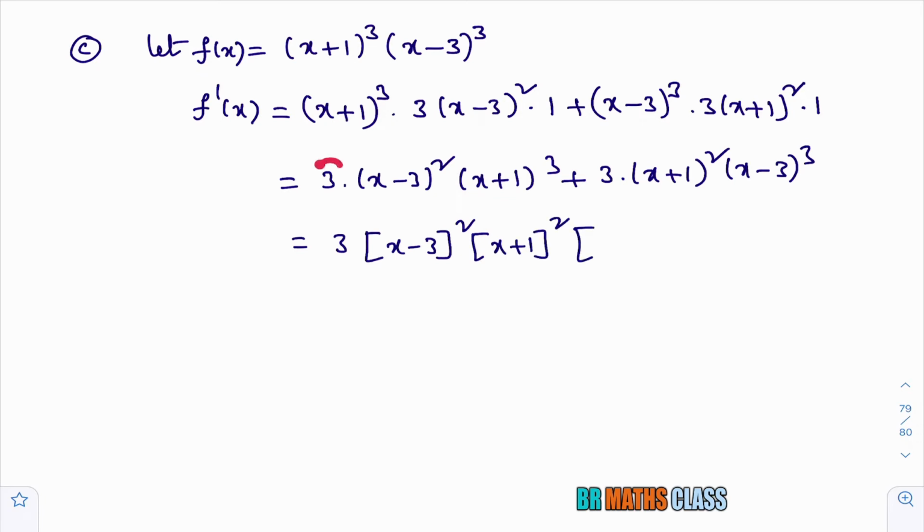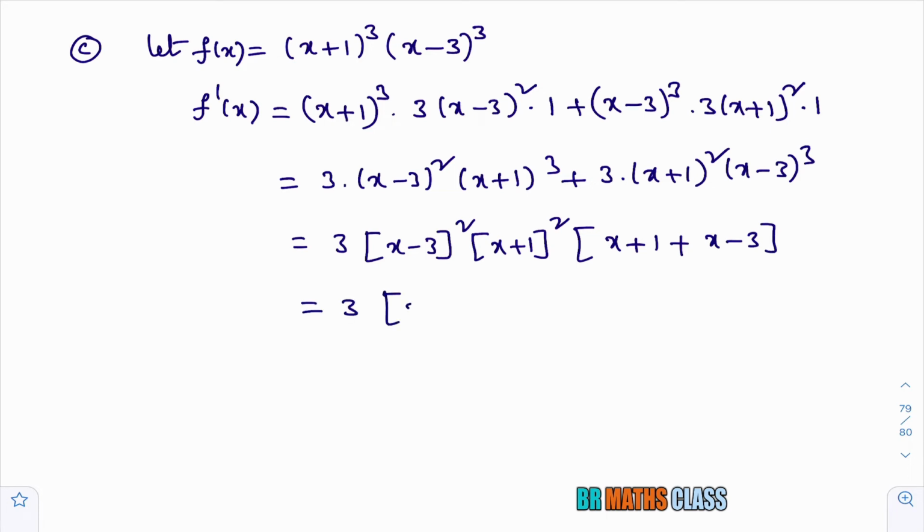As I have taken 3 already common, x minus 3 whole square taken common, and in this I have taken x plus 1 whole square common, that means x plus 1 is remaining. X plus 1 plus, in this term I have taken 3 already common, x plus 1 whole square also common, and x minus 3 whole square common. That means what is remaining here? Here remaining is x minus 3.